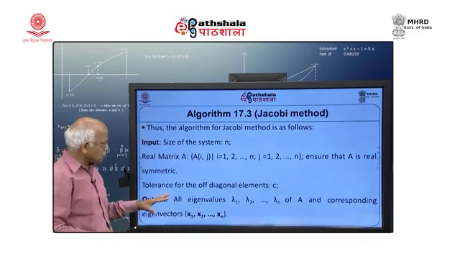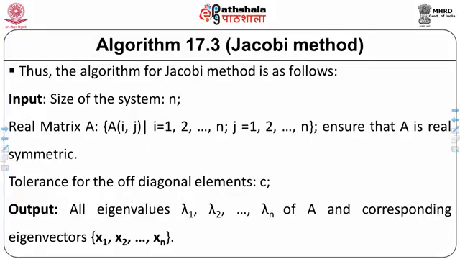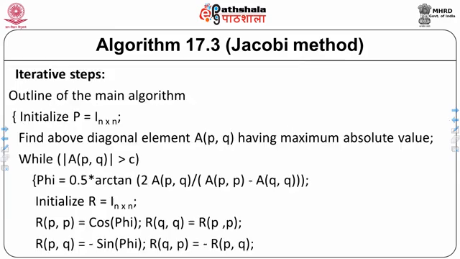The output is all eigenvalues lambda 1, lambda 2, up to lambda n of A, that is, the diagonal elements of D will be the eigenvalues of A, and the corresponding eigenvectors x1 bar, x2 bar, up to xn bar will form the matrix X bar. So this is my output. Now my iterative step starts here. The outline of the main algorithm will be like this.